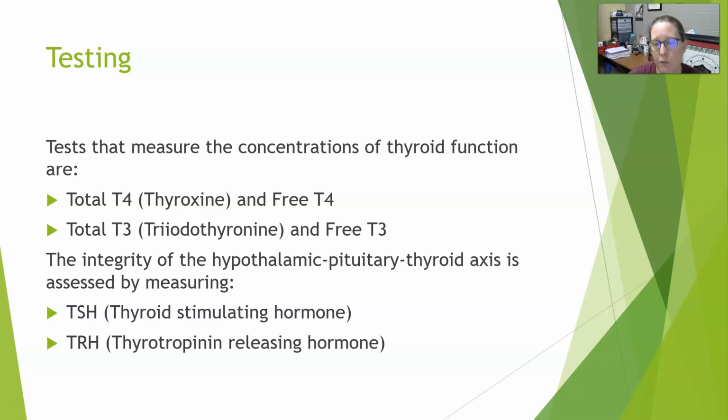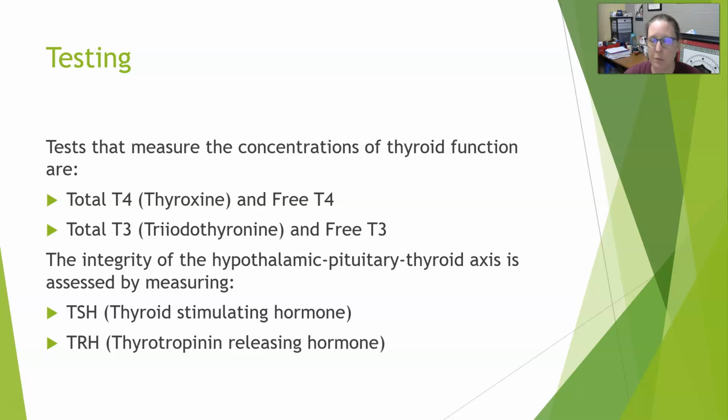Now the difference between T4 and T3, other than the number of iodine atoms on it: T4 has 4 iodine atoms and T3 has 3. But T3 is the biologically active form of the thyroid hormone, and T4 is its precursor. So T4 has to be converted into T3 for it to have biological activity at the molecular level.